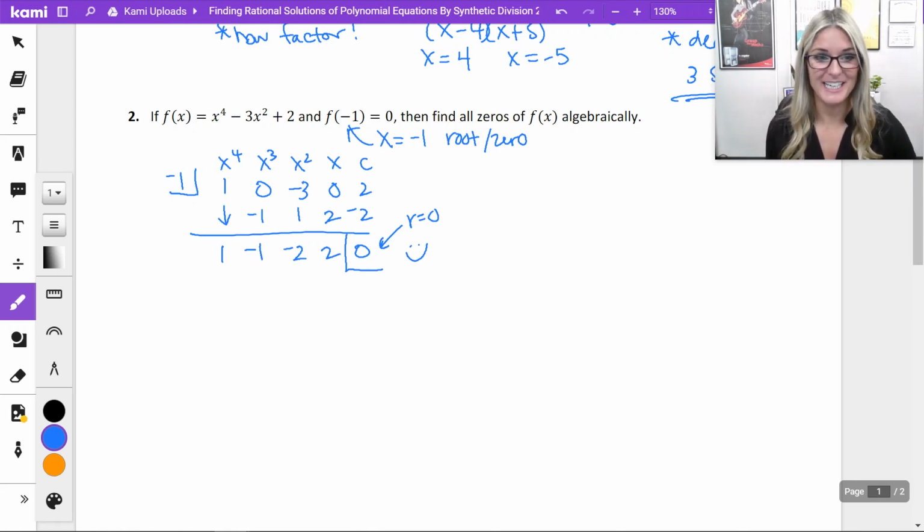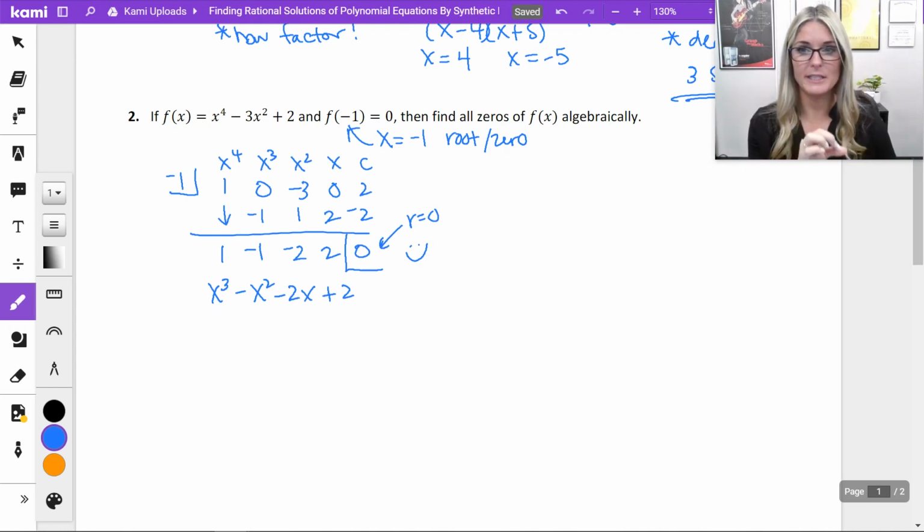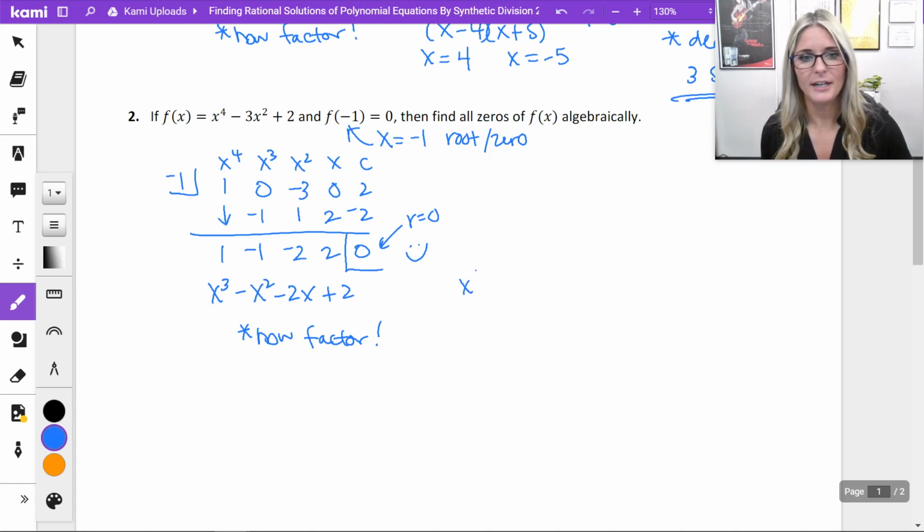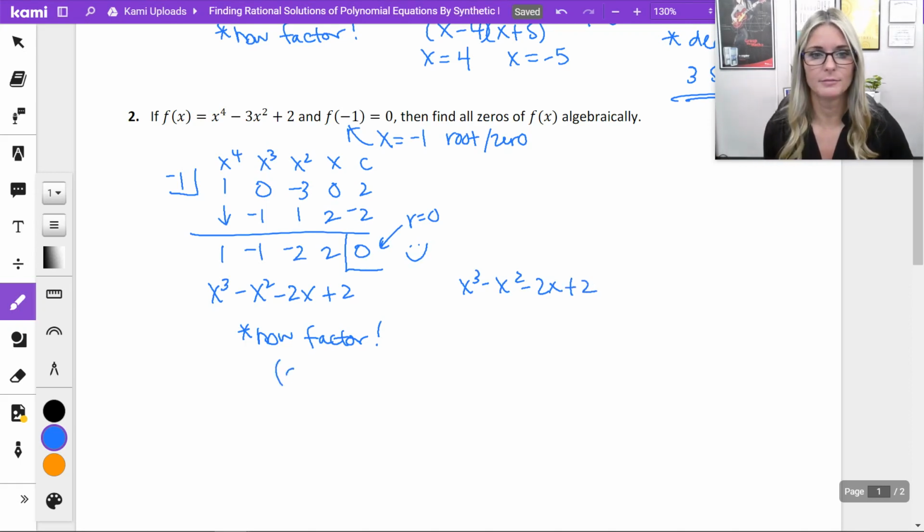Our quotient here, final answer from our synthetic division, we have 1x cubed minus x squared minus 2x plus 2. Remember, your answer is always 1 degree smaller, and we just work our way down. So now let's factor. I'm going to bring it over here. X cubed minus x squared minus 2x plus 2. 4 terms. Let's use grouping.